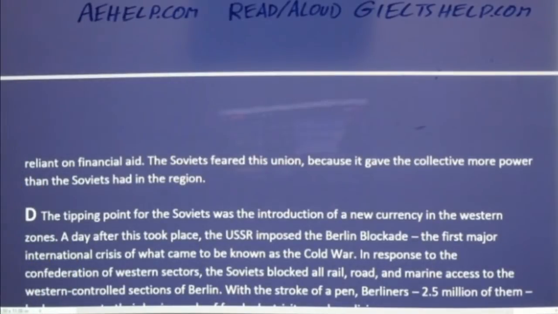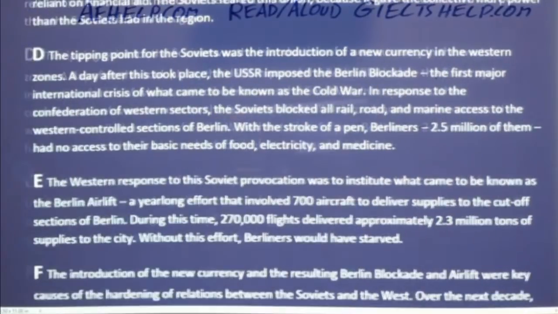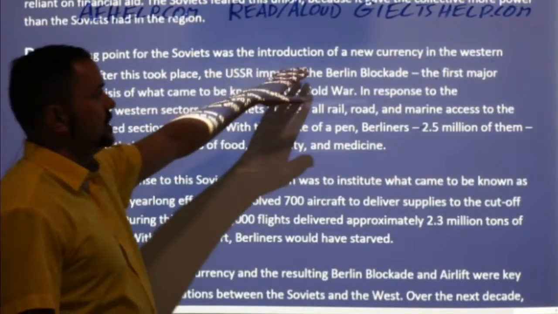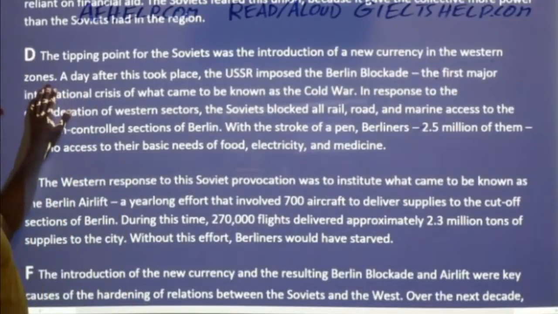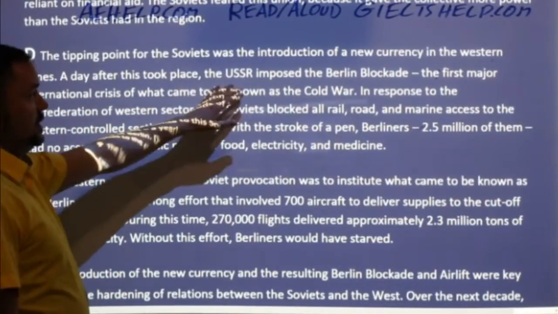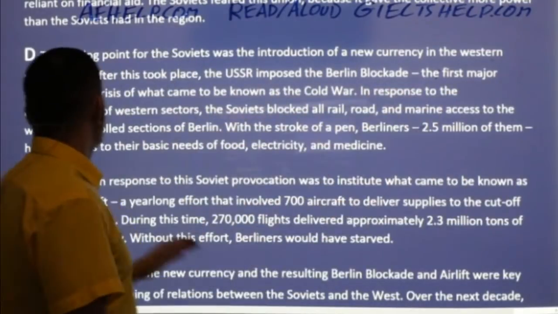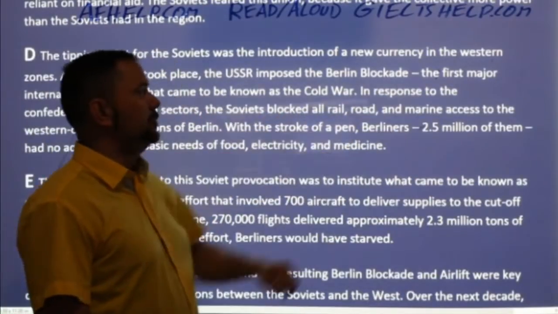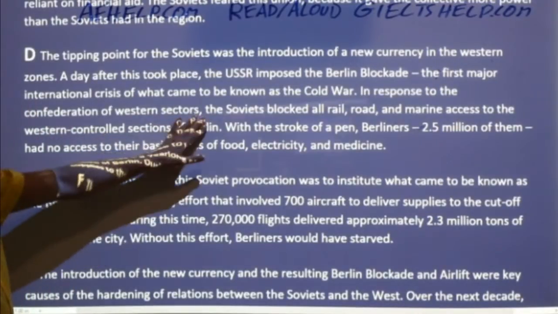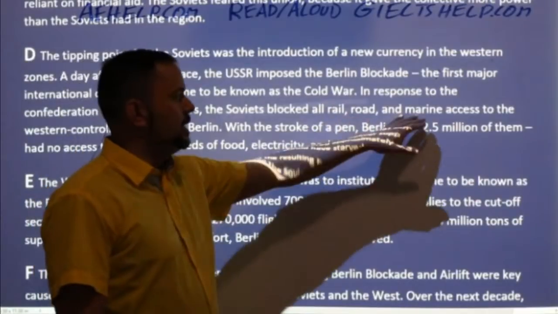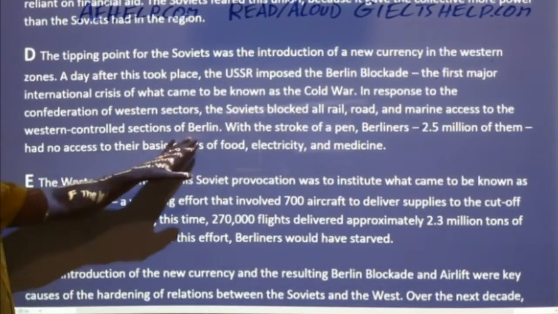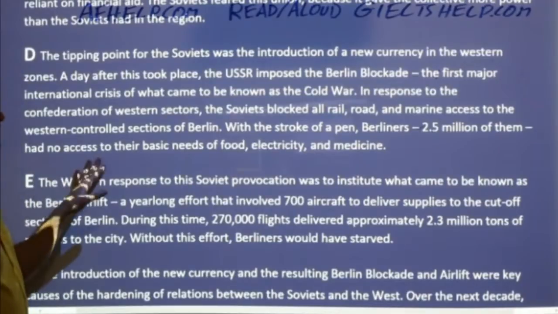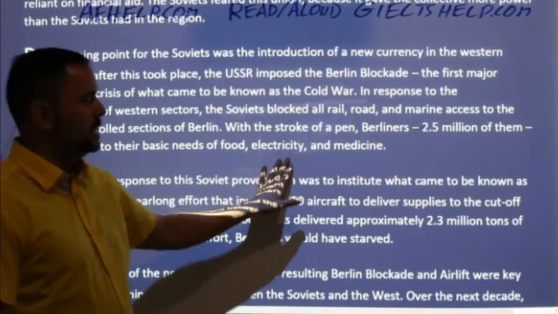All right. So let's go on to the fourth one here, D. Not all paragraphs are that long, so just hang in there, keep reading. The tipping point for the Soviets was the introduction of a new currency in the Western zones. A day after this took place, the USSR imposed the Berlin blockade, the first major international crisis of what came to be known as the Cold War. In response to the Confederation of Western sectors, the Soviets blocked all railroad and marine access to the Western-controlled sections of Berlin. With the stroke of a pen, Berliners, 2.5 million of them, had no access to their basic needs of food, electricity, and medicine.